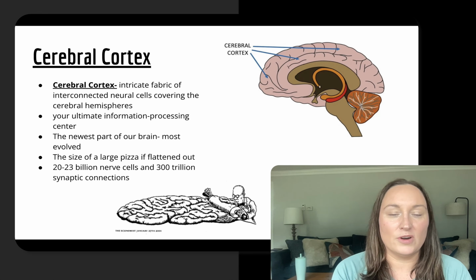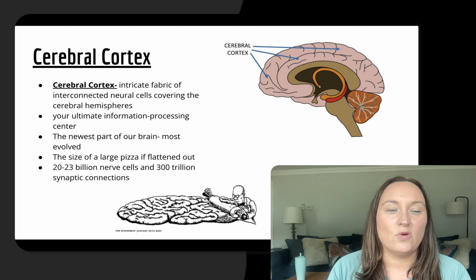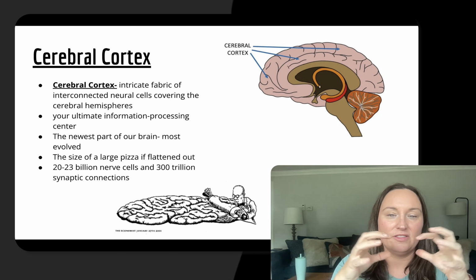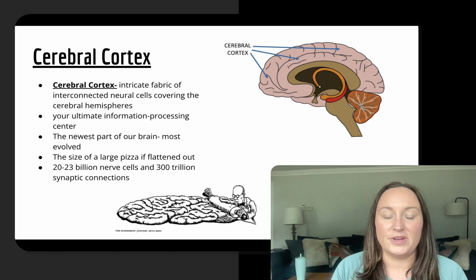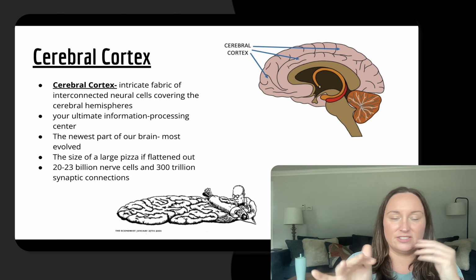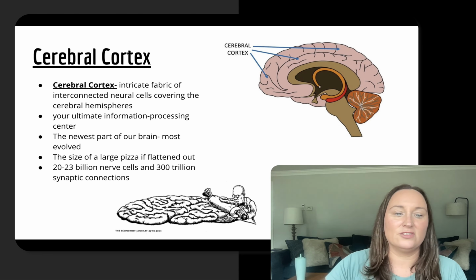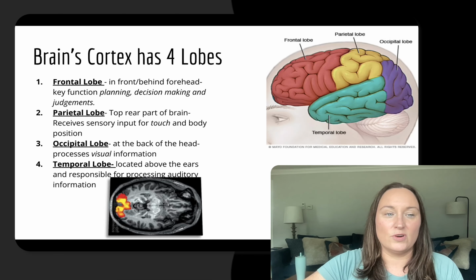The cerebral cortex. So now we're in that forebrain part. The cerebral cortex is those interconnected neural cells that cover the two hemispheres. This is our ultimate information processing center. This is where all of that integration happens between motor movements, planning ahead, decision making, and hearing, and all of it comes together here in the cerebral cortex. Our conscious awareness is happening here in the cerebral cortex.